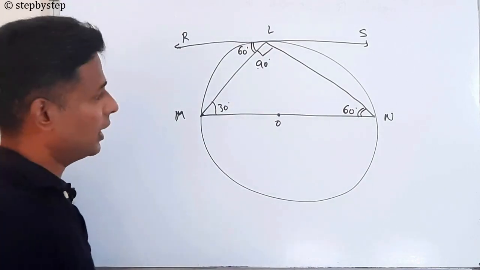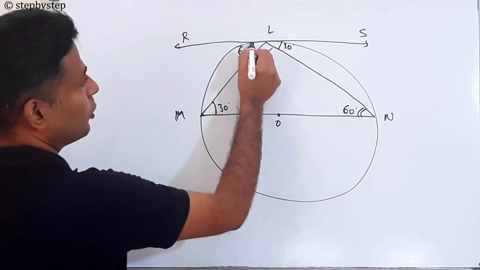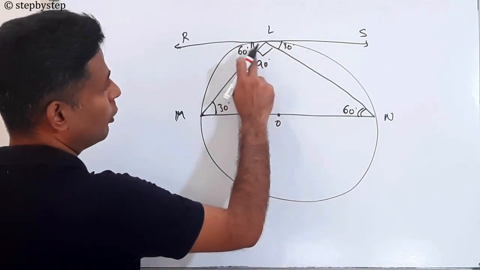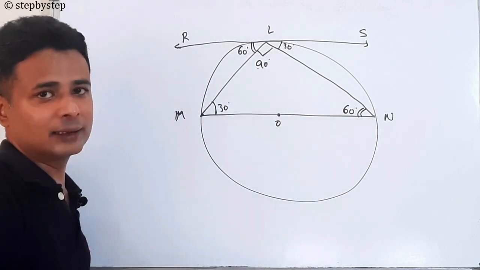The other thing you could have done was, since this is 30, this is also 30 degrees. Now this whole angle is 180. So this angle would have been 180 minus 90 plus 30. You would have got the same answer.